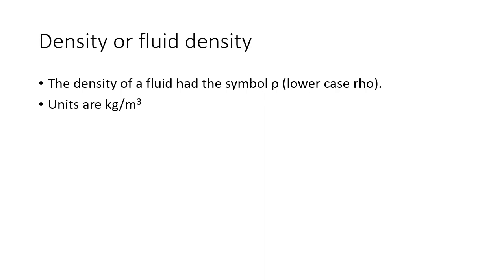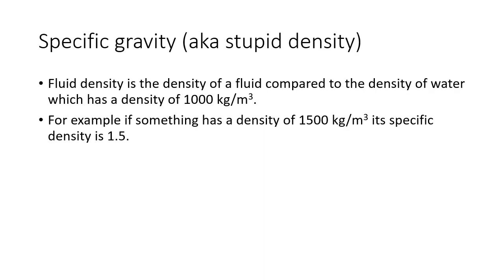Alright, density or fluid density. The density of a fluid usually has the symbol rho. It's like a P without a hat. That's the Greek symbol rho. And the units for density in a fluid in the SI system are kilograms per meter cubed.